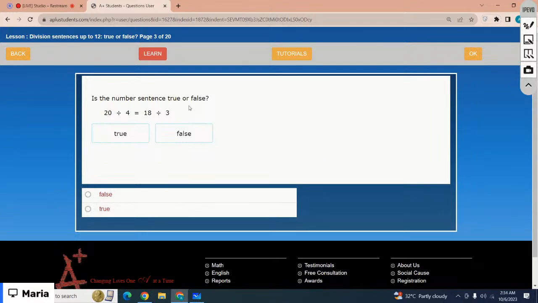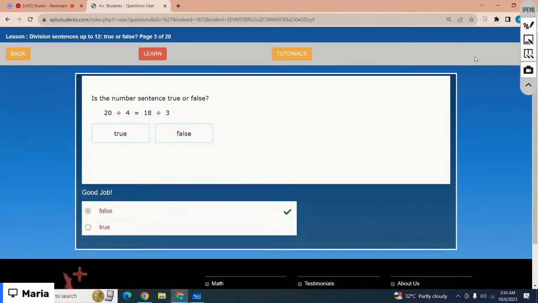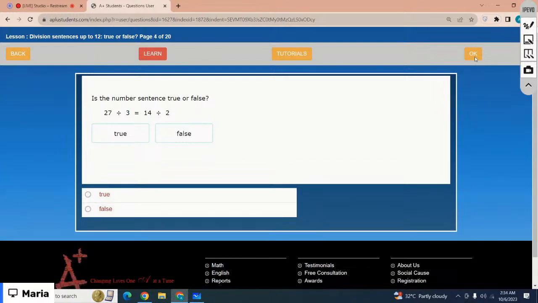Okay, the next one is the number sentence true or false? 20 divided by 4 and 18 divided by 3. Is it true or false? The correct option is false, right? 20 divided by 4 is 5 and 18 divided by 3 is 6. So that would be false. Both sides are not equal. That would be false.